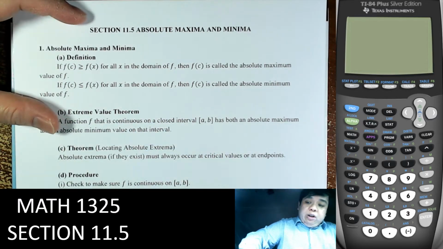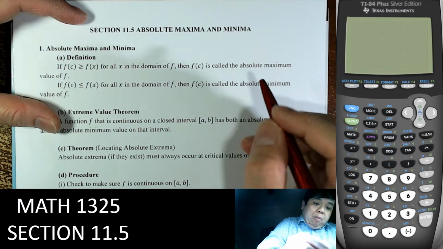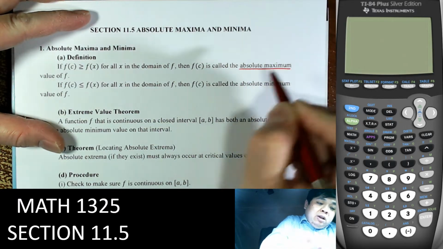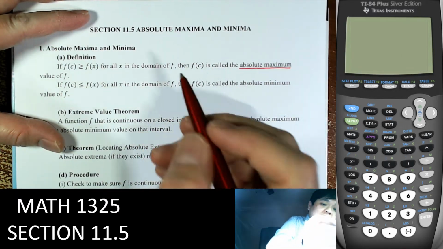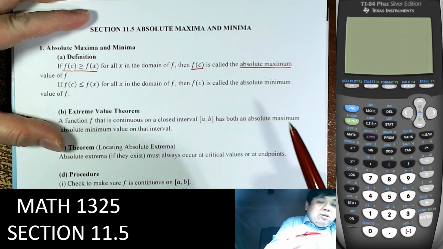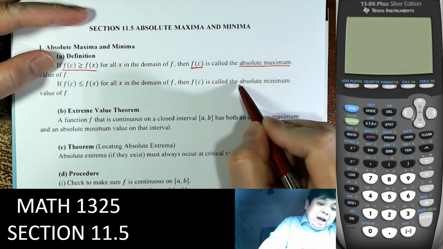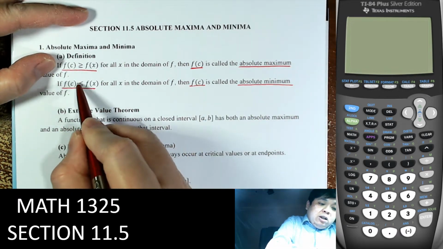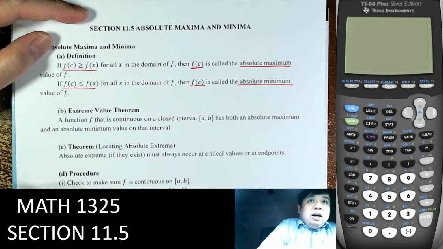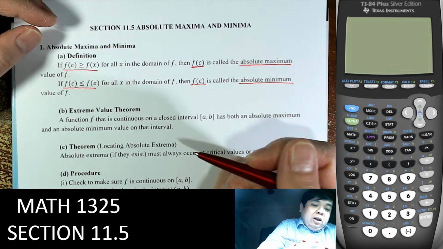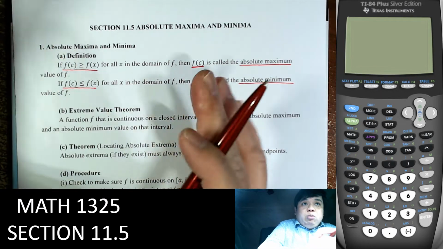Right, first we define the absolute maximum and absolute minimum. The absolute maximum is the y value of the function that is bigger than everything else in the domain. And the absolute minimum is the value of a function that is smaller than everything else in the domain, for every x in the domain of the function. So in this definition, we refer to y values.